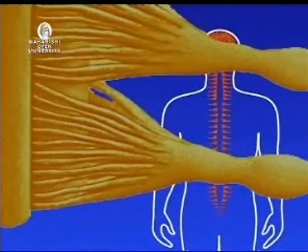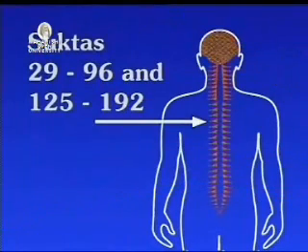We will halt the animation here and explain again what we are seeing. Suktas 29 to 96 of the first mandal of Rig Veda correspond to the excitatory stimuli in the spinal nerves. Suktas 125 to 192 correspond to the inhibitory stimuli occurring in the same spinal nerves.